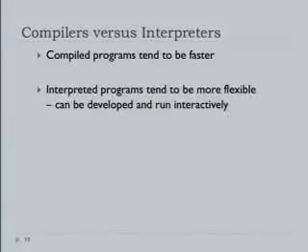So, compiled programs tend to be faster, and interpreted programs tend to be more flexible, can be developed and run interactively. The biggest argument that people will use against Python is that it's slow. Okay? Because each line has to go through an interpreter and then be executed by the hardware. Okay, any questions about this? Yes? What are compilers and interpreters written in?